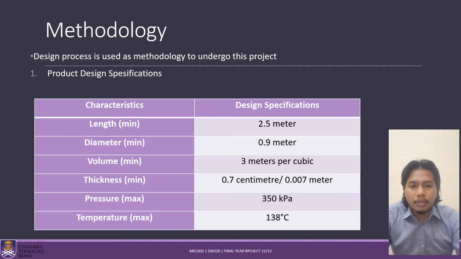Next, I will tell you about the methodology of this project. Since this project is about design, the design process is mainly used to carry out this project. So first, we need to decide the product design specification of the food retort chamber that we want to construct in the CAD modeling. As you can see in the table here, there are several characteristics which have been established in order to create the 3D modeling of the food retort chamber using SolidWorks 2018. These characteristics are gained from the literature study.